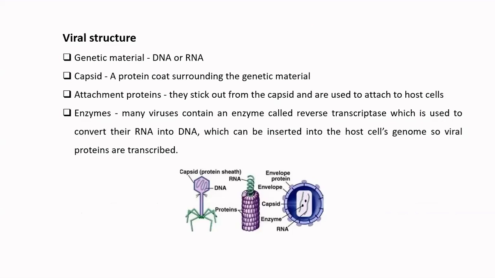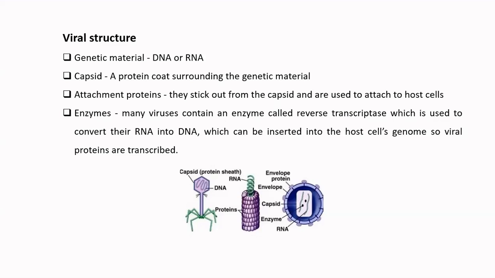Now we will see the viral structure. Basically, viruses contain either DNA or RNA. They have a capsid, which is a protein coat surrounding the genetic material, and they also have some attachment proteins. These stick out from the capsid and are used for attachment to the host cell. And they also contain enzymes.